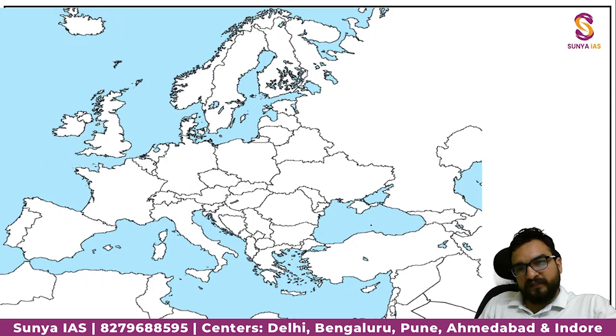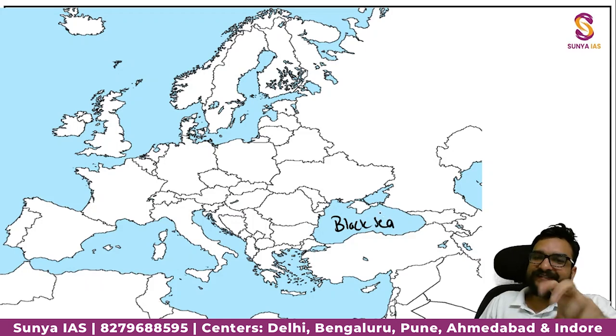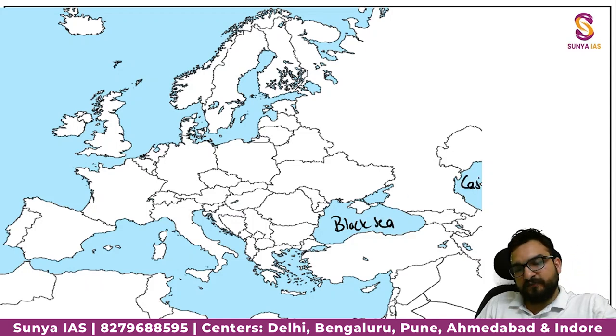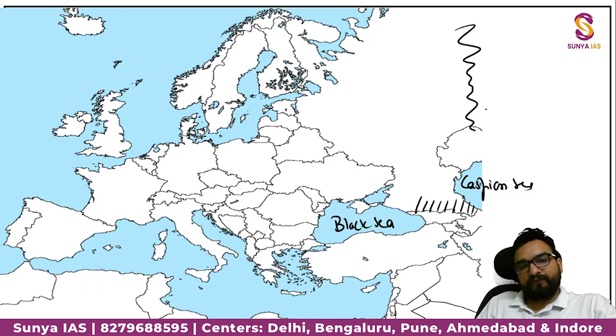Broadly, you know that this is the Black Sea. If not, we'll be focusing upon seas in the next class. This, you know, is the Caspian Sea. This, you know, the Caucasus Mountains. This, you know, the Ural Mountains over here. So let us focus upon over here, guys.